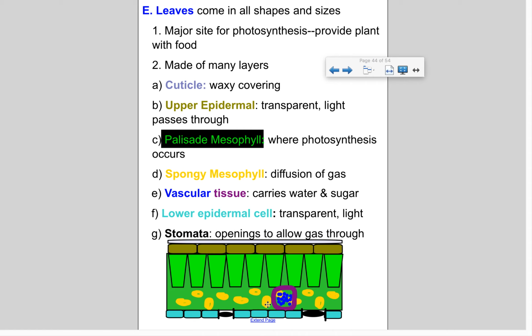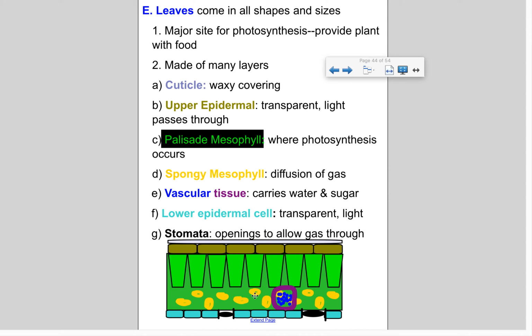You're like, wait, what? Diffusion of gas? Remember, diffusion is movement of a substance from high concentration to low concentration. And so I need you to think about the equation for photosynthesis. What do plants take in? Plants take in sunlight. They take in water, but they take in a gas called CO2, or carbon dioxide. What do plants give us in return? They give us sugar, and they also give us a very important gas for us to live, oxygen. So this is where the diffusion of CO2 and oxygen takes place, the spongy mesophyll cells.